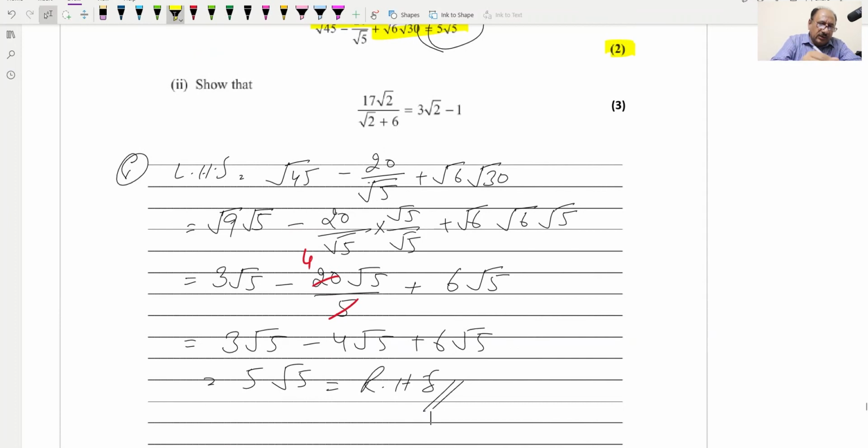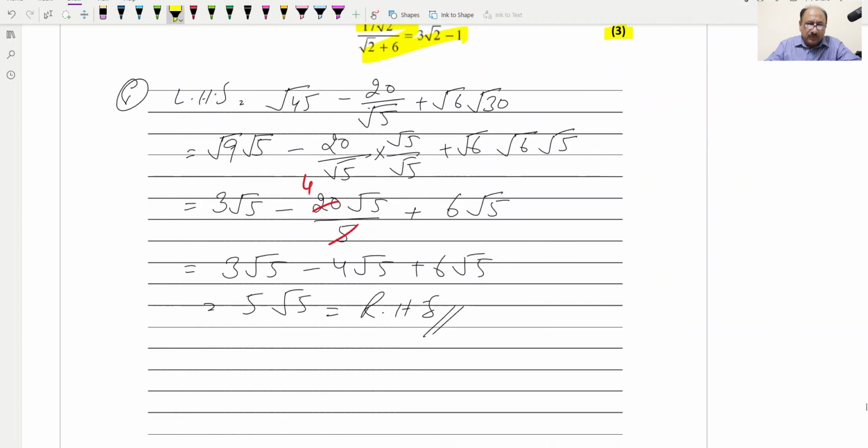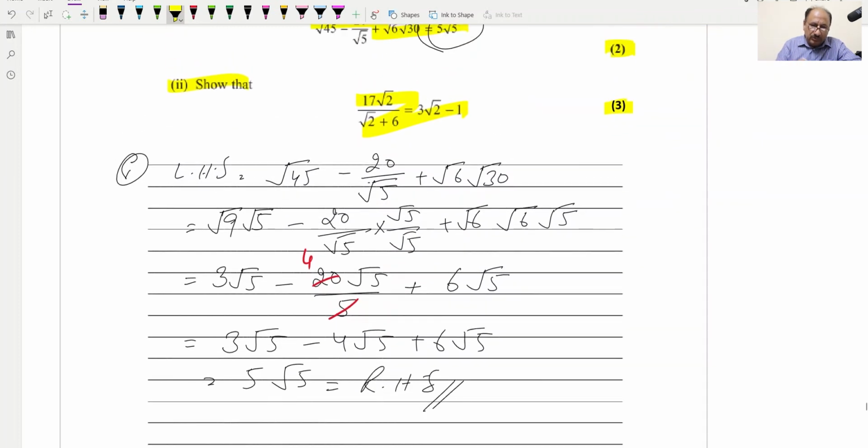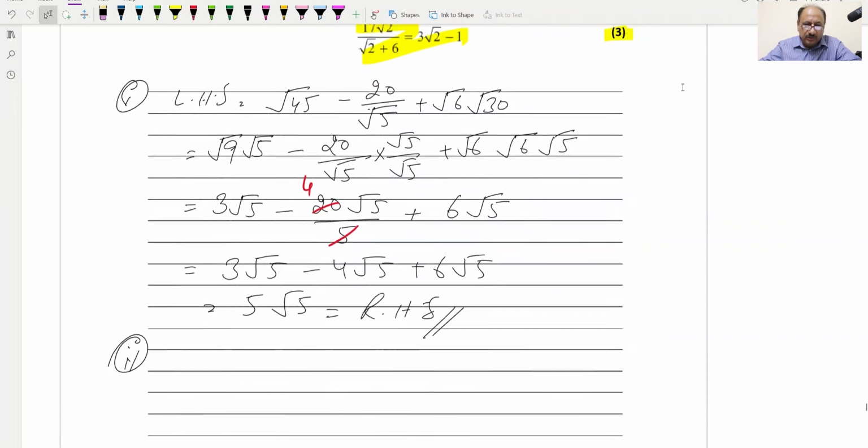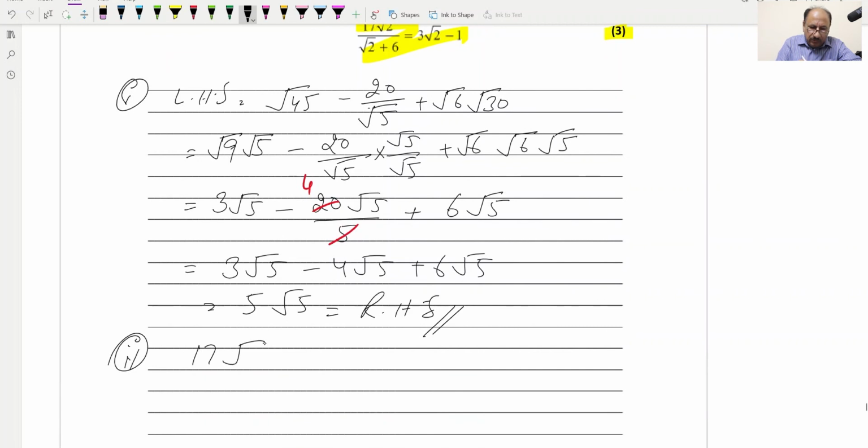Now show that, the second part is saying show that this is equal to this, and this is also a 3 marks part. So we can write down this question. This is the second part, and second part we can solve here. This will be 17 under root 2 divided by under root 2 plus 6, and this is left hand side which we have written, so we can write here second part, and this left hand side is equal to this.